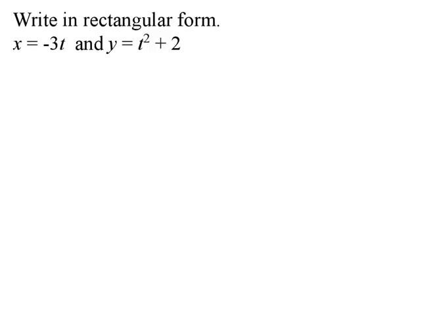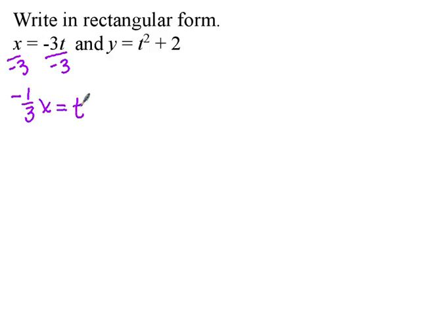Now notice it says to write a rectangular form. So if we think back to the very first slide we looked at today, it said rectangular form was in terms of x and y, there was no t. So what we're going to have to do is use substitution here, something that you've seen before. I'm going to start with my x equals equation, and solve that for t. Okay, so I end up getting negative 1/3 x equals t.